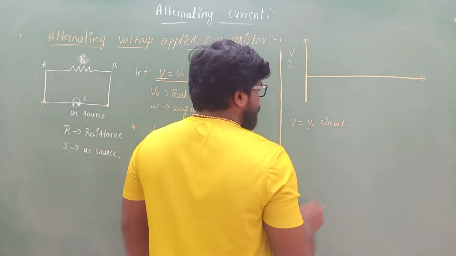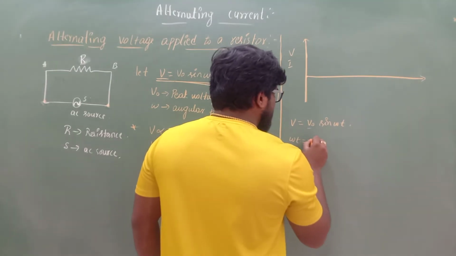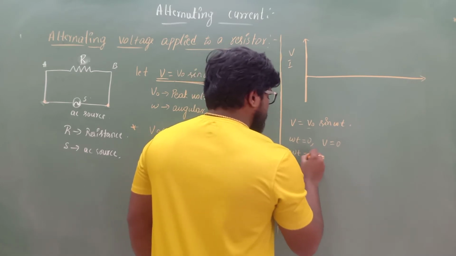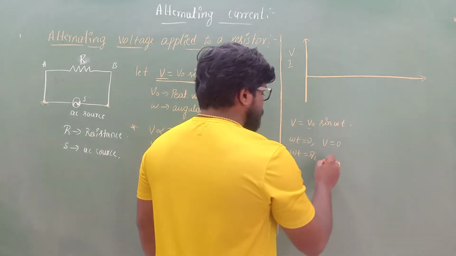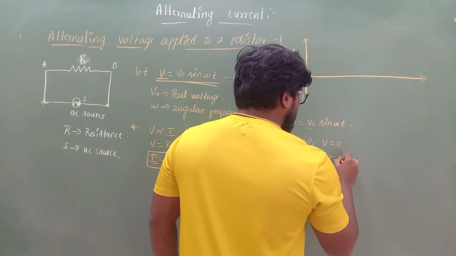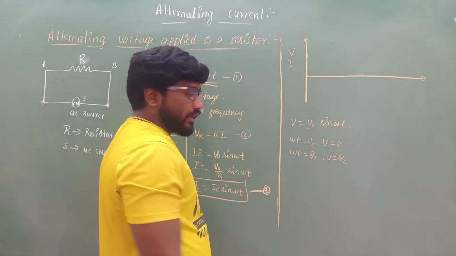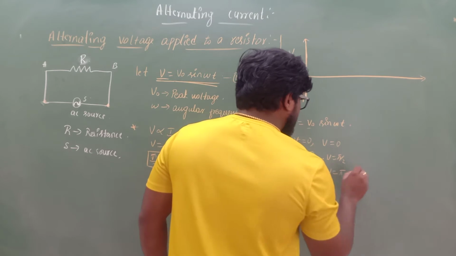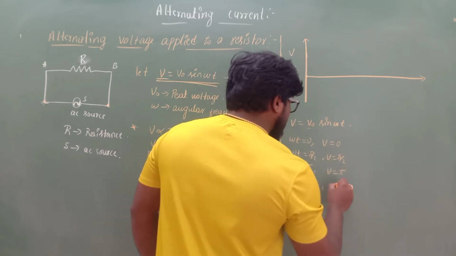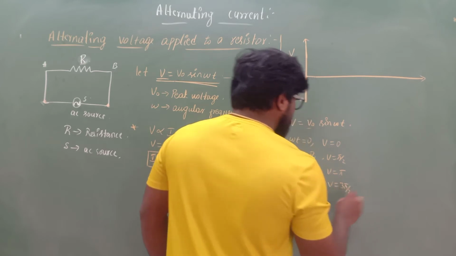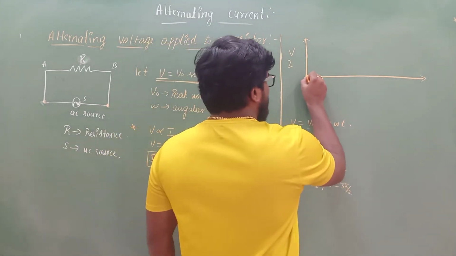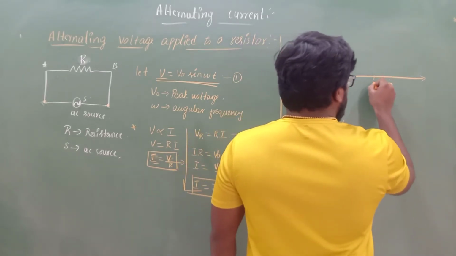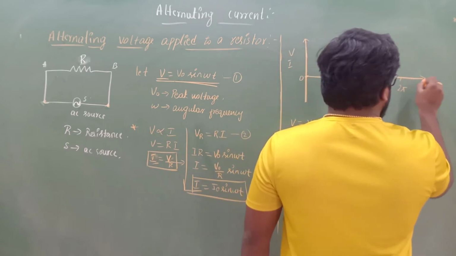With this, if I put the value of omega t as 0, what will be the value of V? That is 0. Similarly, omega t as pi by 2, V is also pi by 2. It goes somewhere here. Similarly, if I give pi, then V is also pi. If I give 3 pi by 2, again V is 3 pi by 2. Let me take 0, pi by 2, pi, 3 pi by 2, here it is 2 pi, and so on.